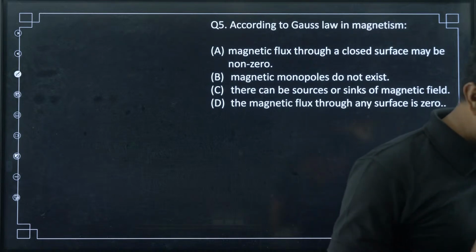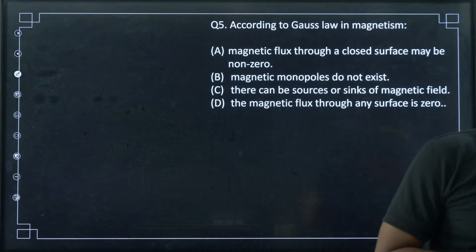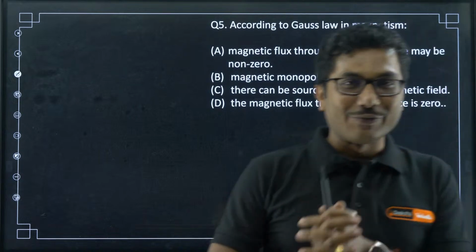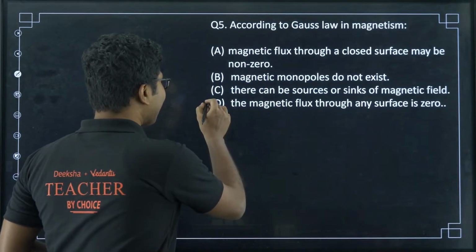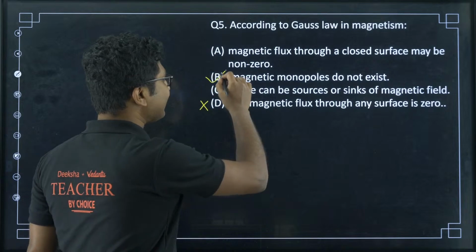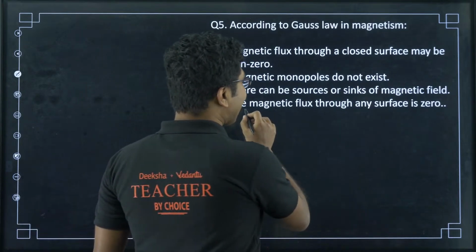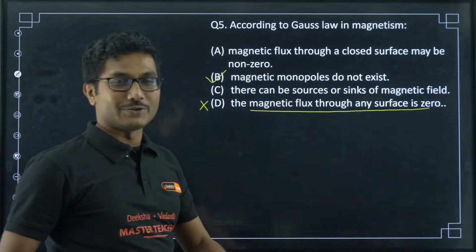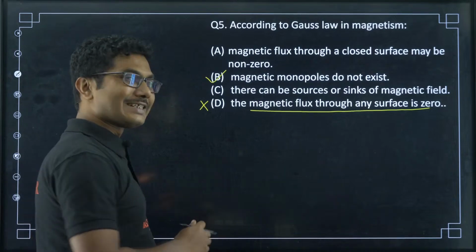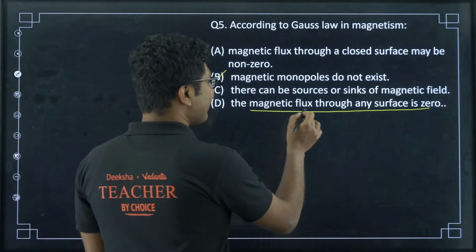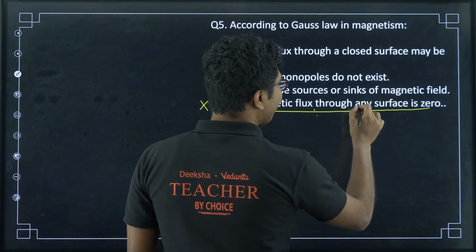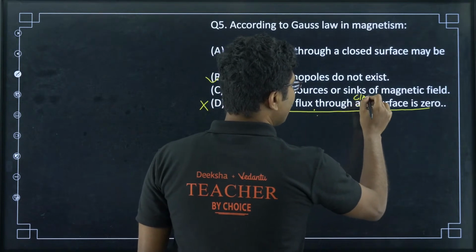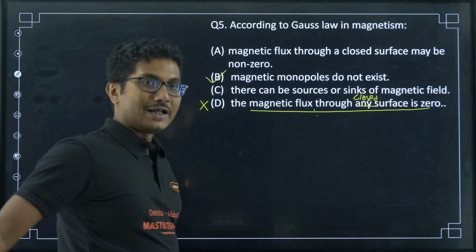As I suspected, Vignesh answered 5D, Varija answered 5B, Pradeep answered 5D, Lakshmi answered 5D. Now, why is 5D not correct? Why is option B correct? They have mentioned that magnetic flux through any surface is 0. But it is not any surface that is 0. You have to understand that magnetic flux through a closed surface is 0. That is the difference.